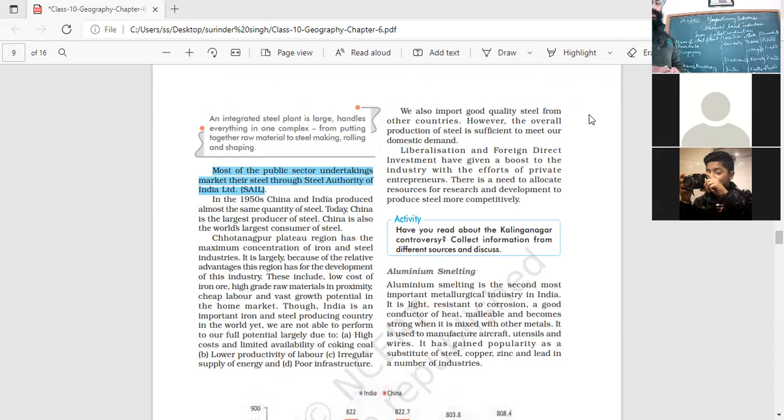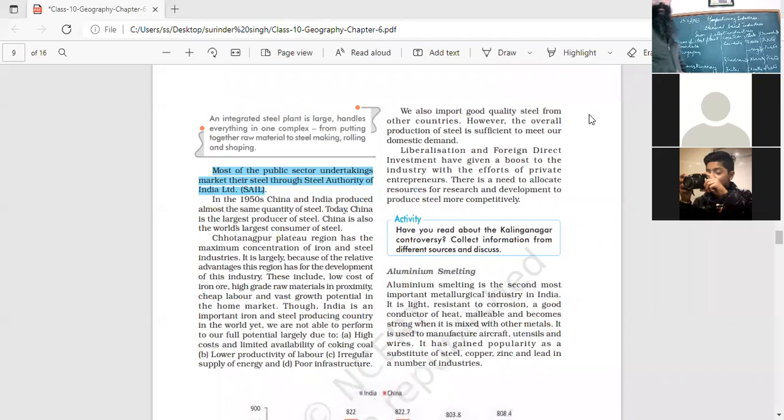Bokaro Steel Plant. It's in Bokaro of Jharkhand. Next, Salem, S-A-L-E-M.